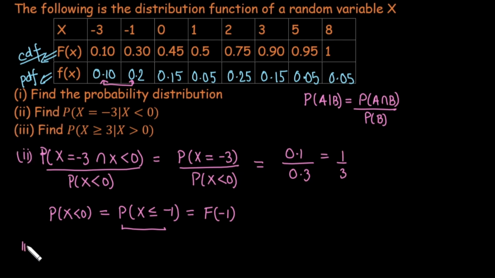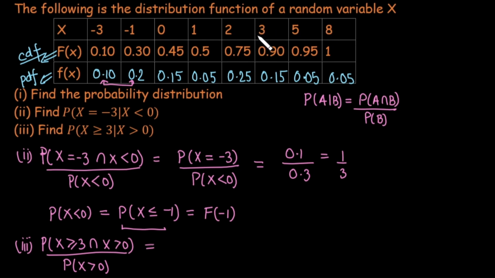Take the third case. Probability x greater than or equal to 3. Again, this is a conditional statement and I am applying this formula: intersection x greater than 0, divided by probability x greater than 0. Now in the numerator, what is the intersection? According to this, x greater than or equal to 3 means we can take the values 3, 5 and 8. According to this, x greater than 0 means 1, 2, 3, 5, 8.